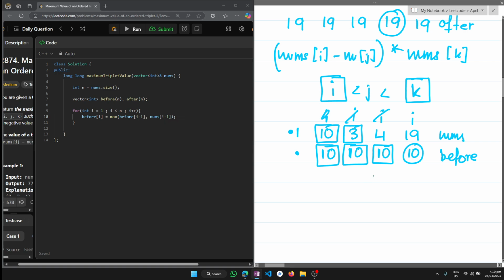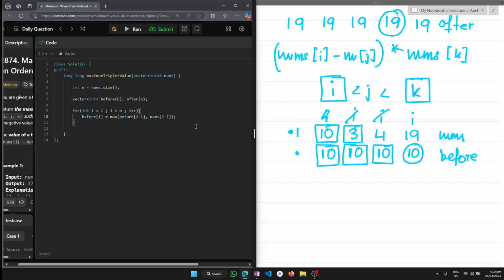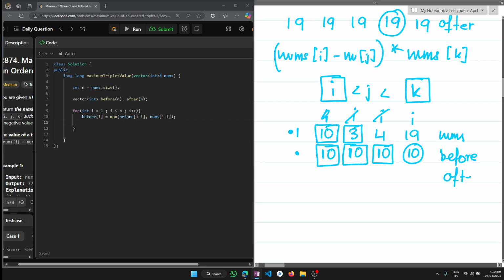Similarly, how are we going to calculate the right max? We are going to calculate the right max such that for I, I need to know what is the maximum number after 4. So over here, what am I going to write? I'm going to write 19. Why? Because that is the greater number of 4 and 19.